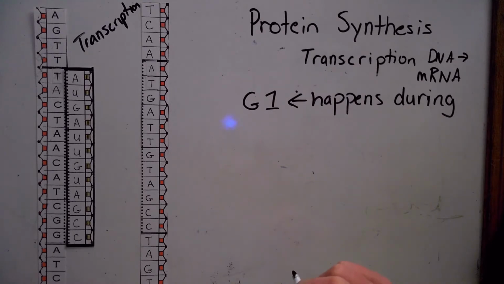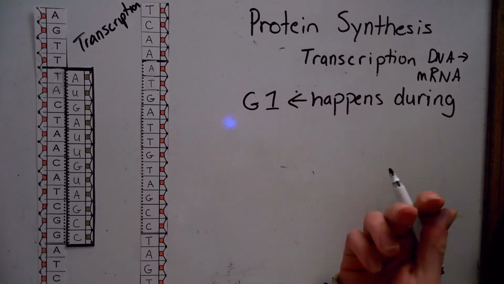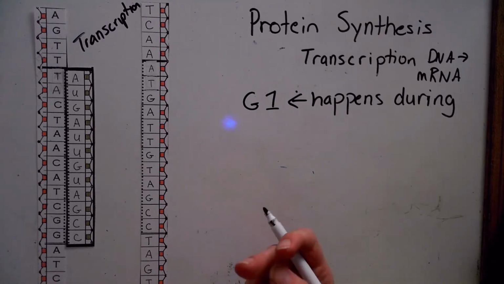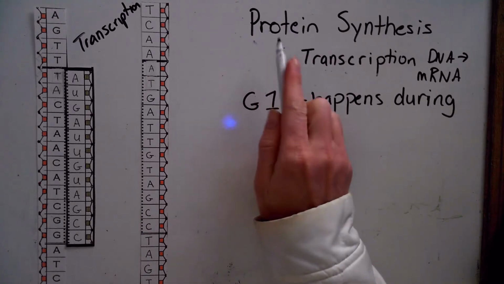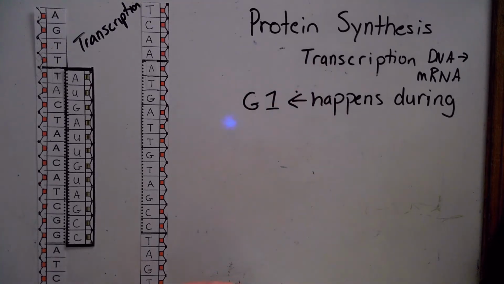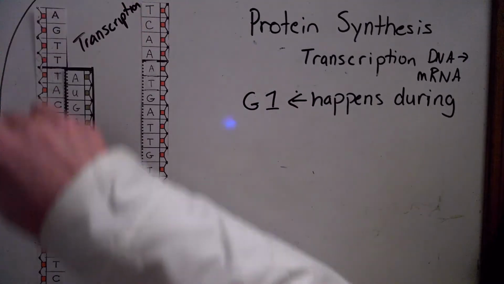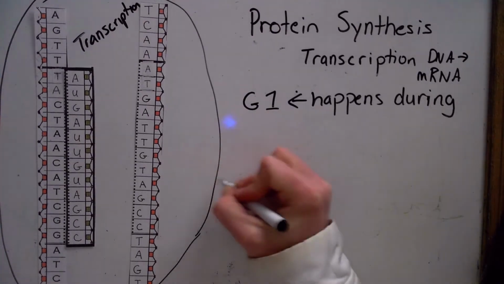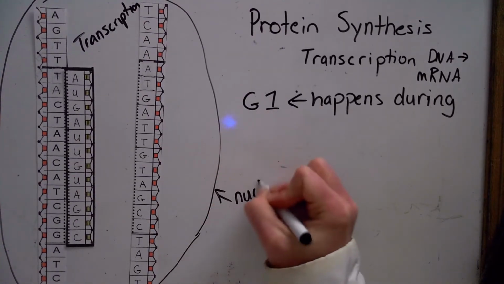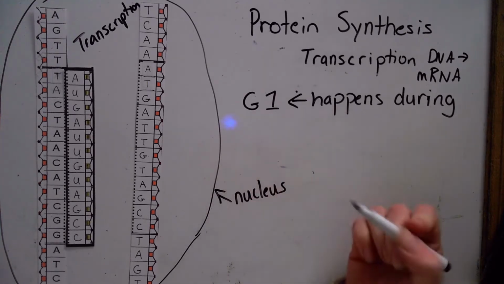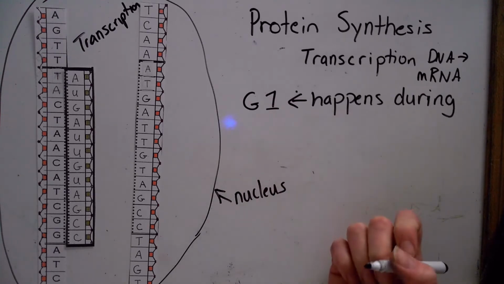M is for messenger, because we have to somehow get this information that is stored in the DNA out to the ribosome, where we had learned earlier in the year that ribosomes are where protein is made. So this right now is happening inside the nucleus of the cell. So this is the nucleus. When is this happening? It's happening during G1 of the cell cycle, which is part of interphase.